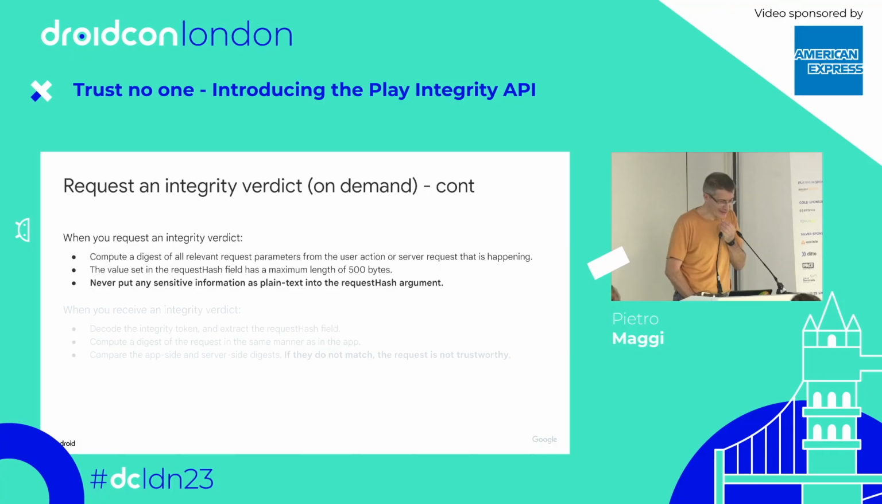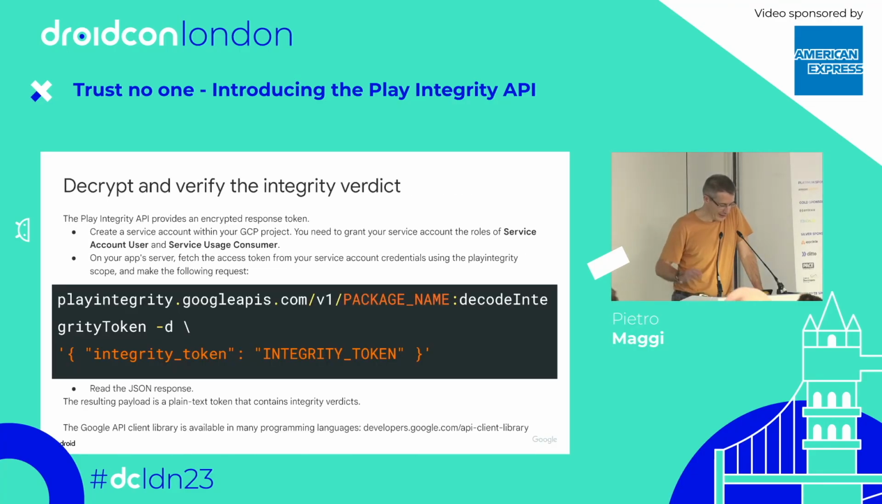As I said before, never put any sensitive information as plain text into the request hash argument, because it's not calculating the hash for you. You are supposed to put there the hash already. So if you put there the information, a network analyzer, so if you sniff on the network, you can see what the parameters are. Okay, you do the request, you decrypt and verify the integrity token.